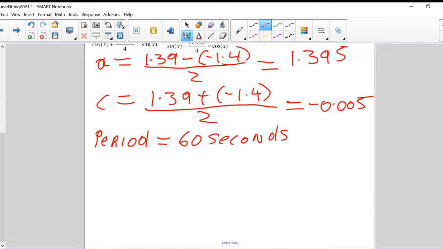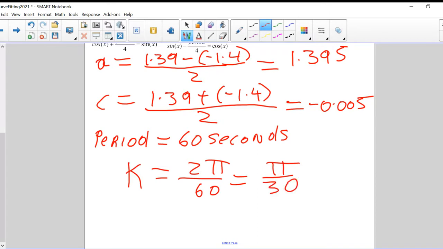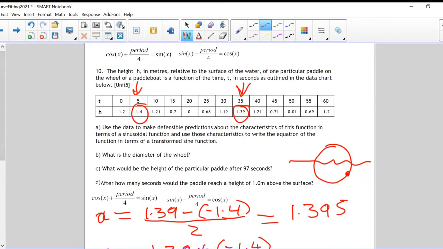So here's my K value then. My K value is 2 pi divided by 60, which is pi over 30. Have I lost anybody so far? Is everybody with me so far? All right, hopefully that makes sense. Stop me if you're not so clear. In this case, it's kind of suggested from the table going from 0 to 60. It is going from minus 1.2 to minus 1.2, but those are not the two lows. So we have to be very careful that we're not assuming that would be a full period.